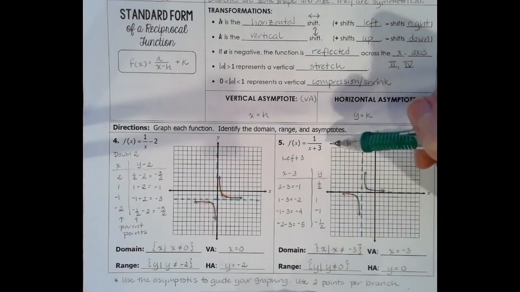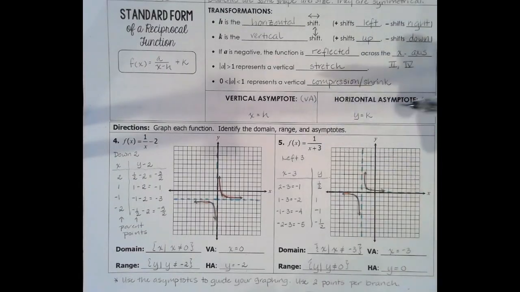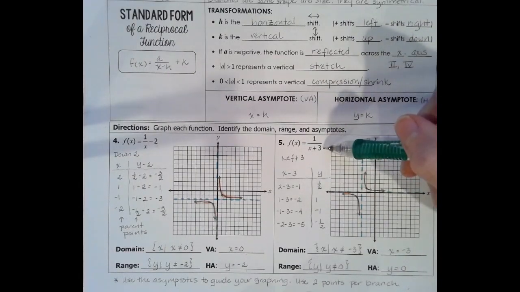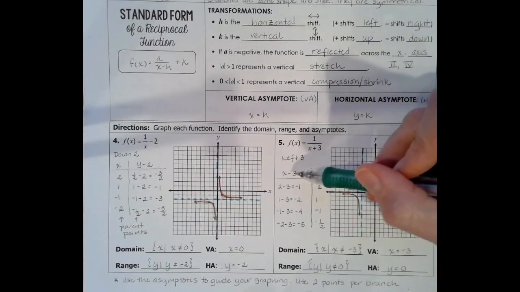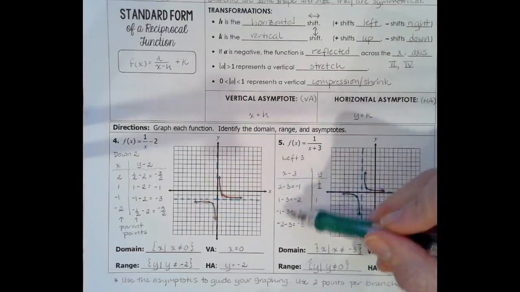All right, let's try another one of these. We have y equals 1 over x plus 3. So what are we doing here? Remember our chart up here. It's plus 3, so we're going to the left 3. So I'm going to subtract 3 from each of my x values to move the graph over to the left.